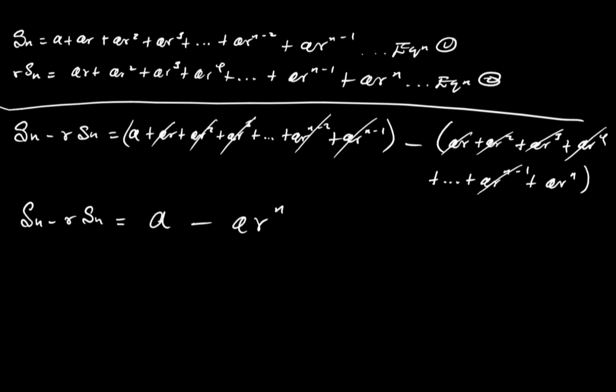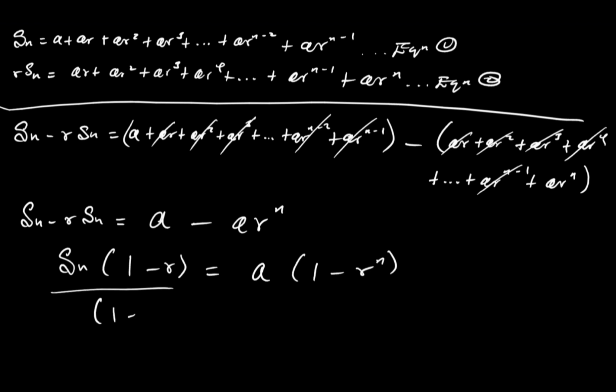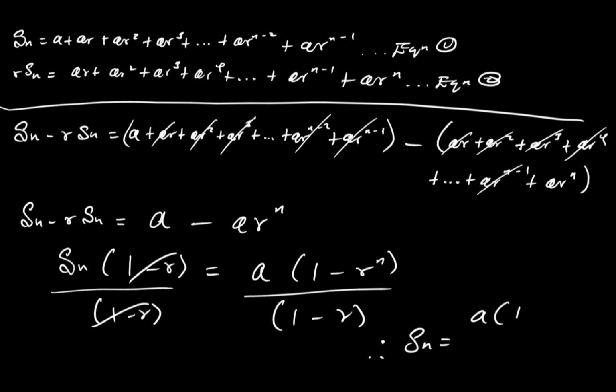Therefore, if we factorize this, we'll be having S sub n, open parenthesis 1 minus r, being equal to, let's factorize also on that side, a times 1 minus r to the n. Then this is over 1 minus r, then over again 1 minus r. Therefore, we have S sub n being equal to a, open parenthesis, 1 minus r to the n over 1 minus r. And this shows the sum of the geometric progression.